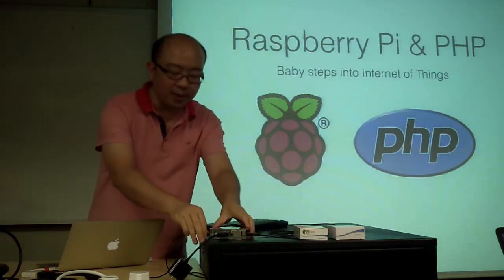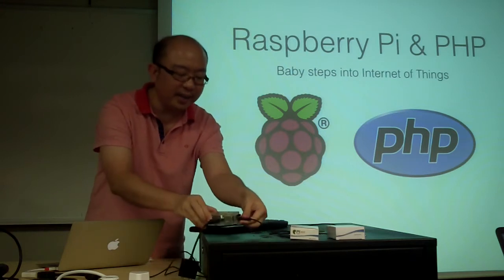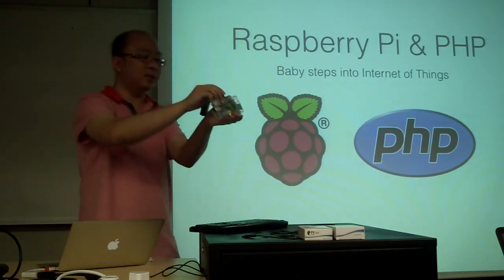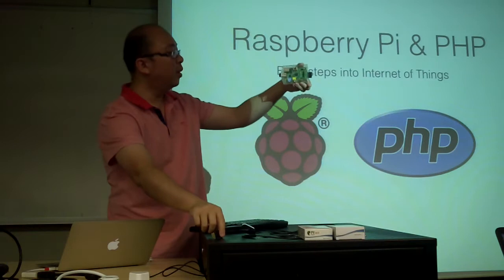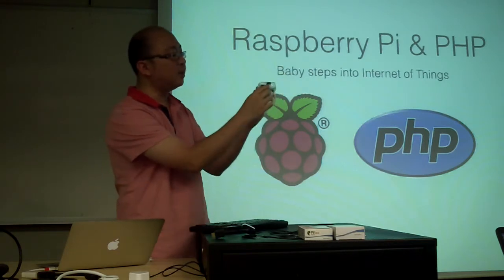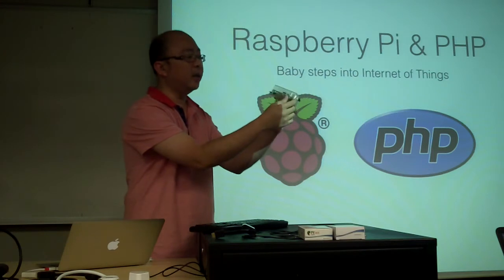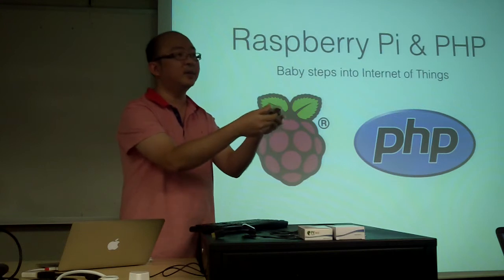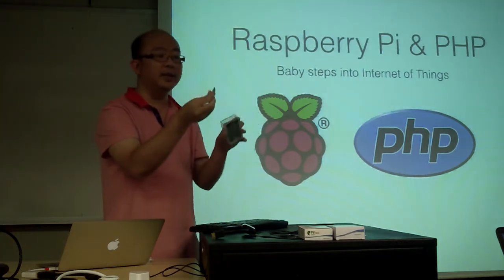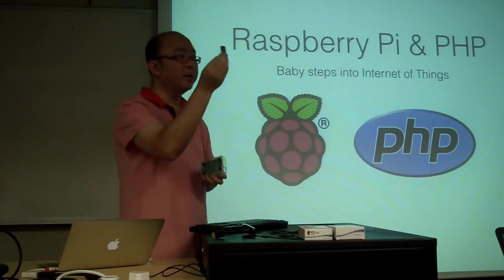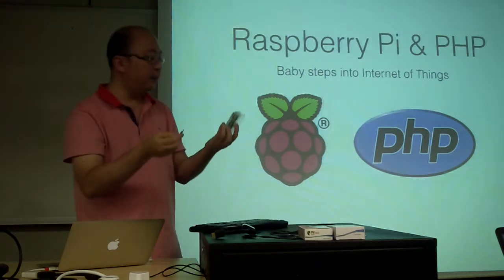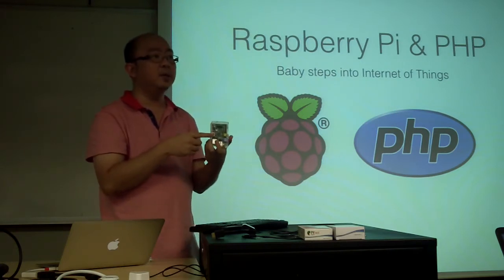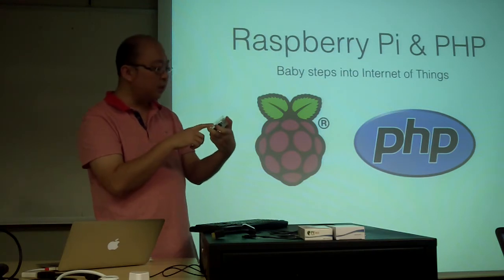Right, so Raspberry Pi, for your information, looks like this. It's a credit card size computer. So this is how small it is. So basically, what it has is two USB ports, an Ethernet port, HDMI output, video output, audio output, and SD card. So you can load your Linux distro on this SD card, and because it runs on an ARM chip, it's a 700 megahertz CPU, so it's actually fairly fast.